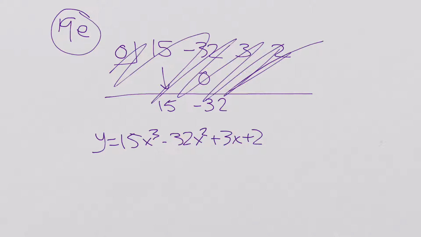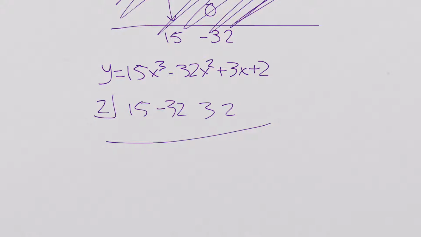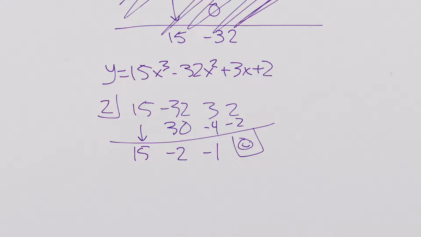And so what I'll do is I'll divide by 2, and I'll see if I can do something with that result. So let's go 2, 15, negative 32, 3, 2, and see what happens here. Okay, so drop the 15 down, and then 15 times 2 is 30. Negative 32 plus 30 is negative 2. 2 times negative 2 is negative 4. 3 minus 4 is negative 1. 2 times negative 1 is negative 2. So that's good. 2 is a solution, so that's good to know. What are we left with? We're left with 15x squared minus 2x minus 1.